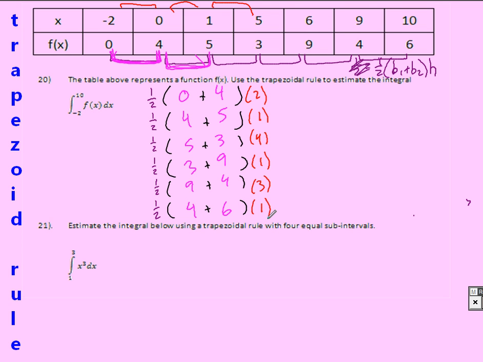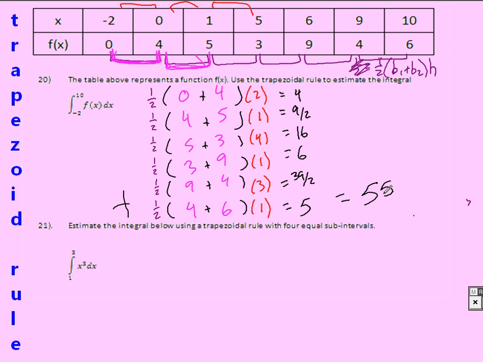And all I'm going to do is multiply each of those out and get a number. So this gives me 4, this gives me 9 halves, or 4.5, 16, 6, 39 halves, or 19.5, and 5. And what I'm going to do is add all these up and get an answer of 55.